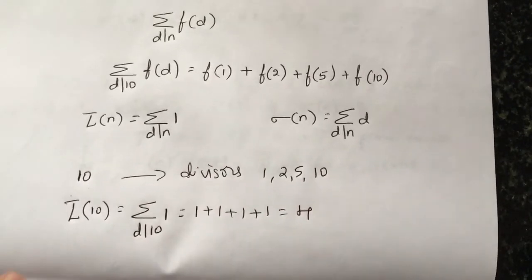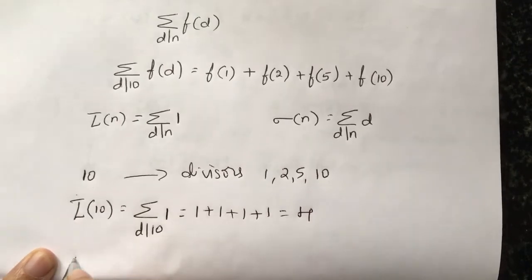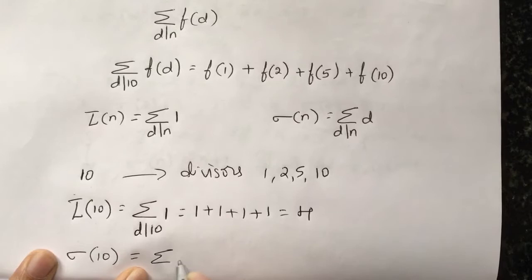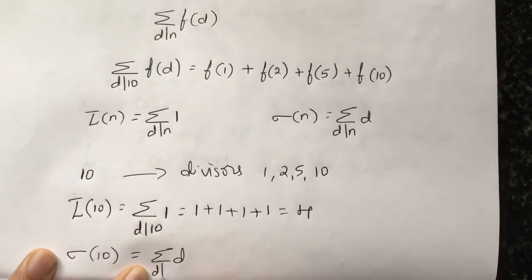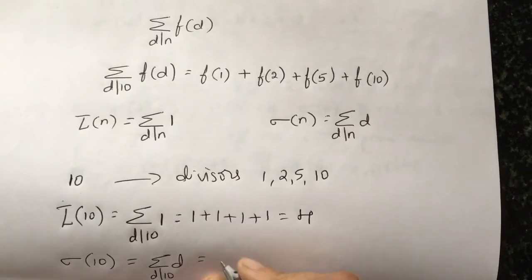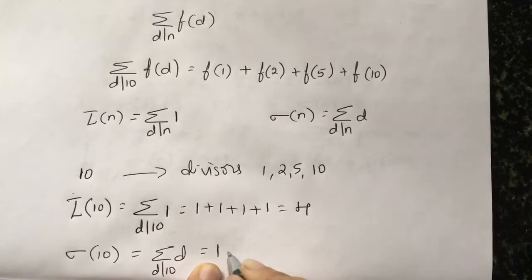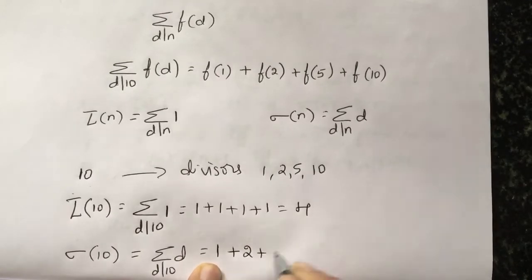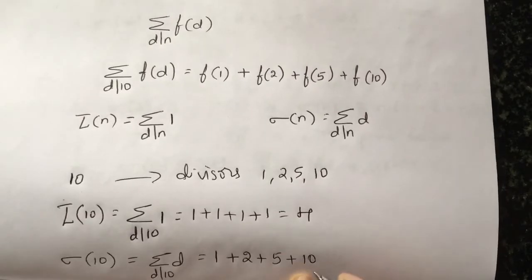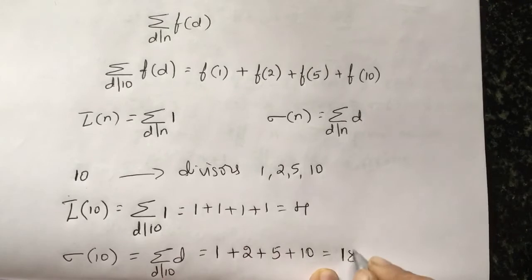Hence I can also write sigma of 10. Sigma of 10 is summation of d, where d divides 10. The divisors are: the first divisor is 1, the second divisor is 2, the third divisor is 5, and the fourth divisor is 10, so that it is 18.